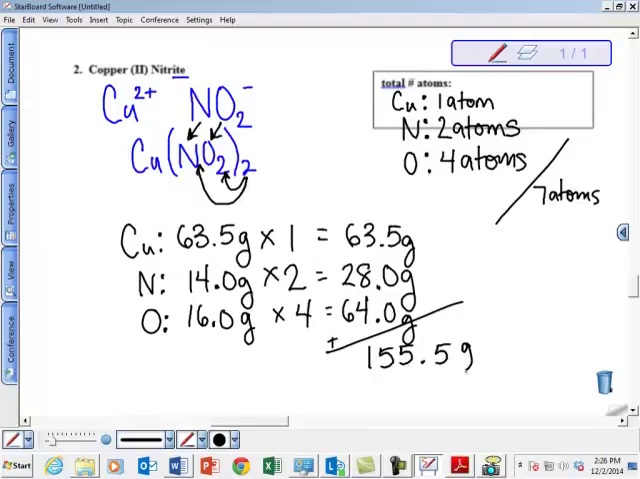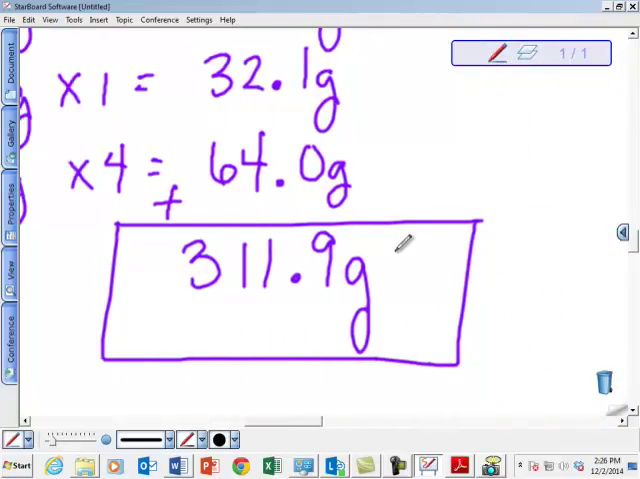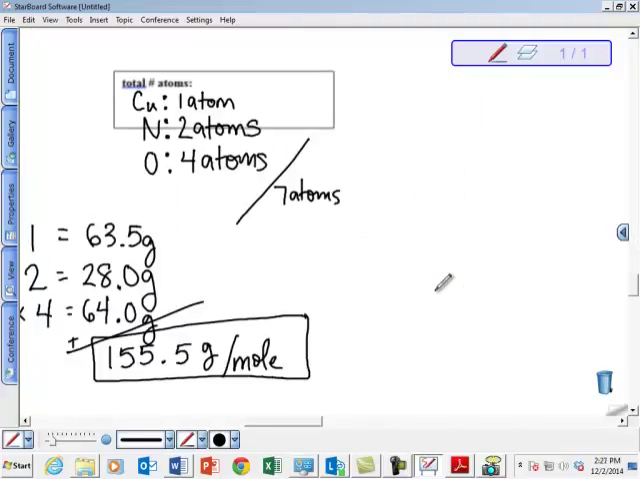You should get 155.5 grams per mole. Molar mass, grams per mole. The unit for molar mass is grams per mole. Did I do that right up here? Did I just say grams? Bad Crowley. Grams per mole. Sorry about that.